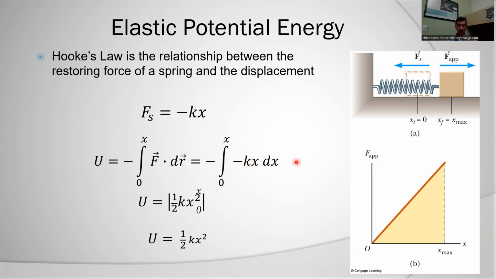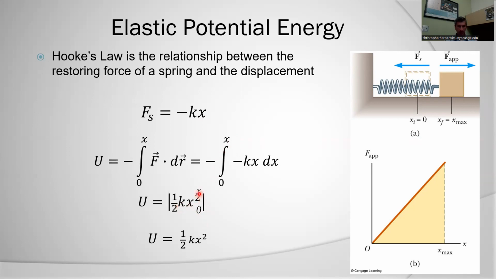Kx is in the opposite direction of the displacement. Thus, the negative sign and the negative sign cancel out. I'm going to take k out front, and I simply have the integral of x dx going from 0 to x. I know I should have primed one of them, but you understand.